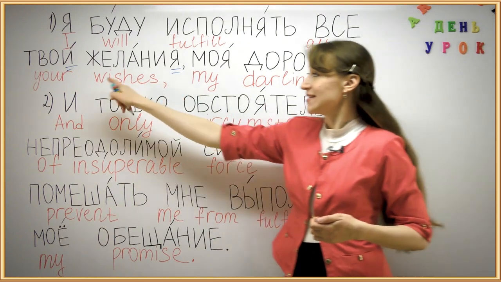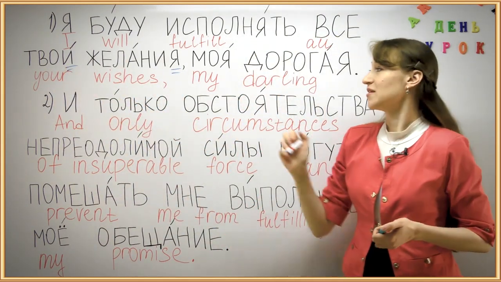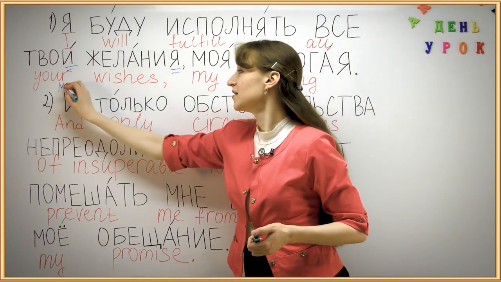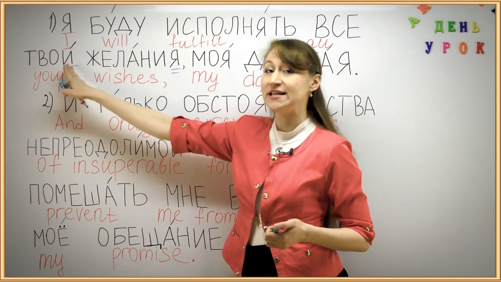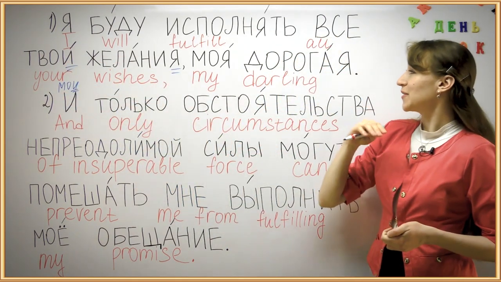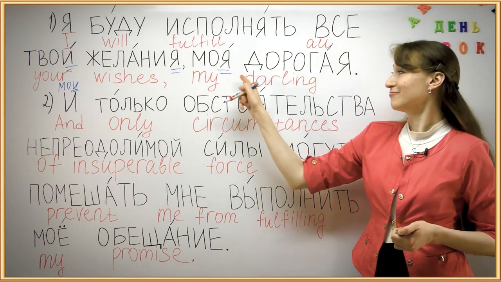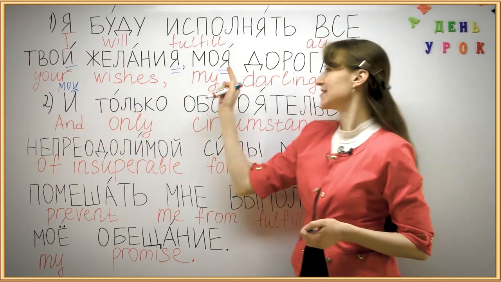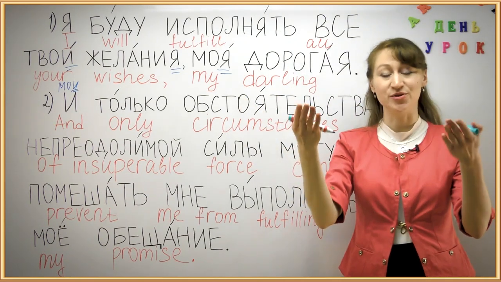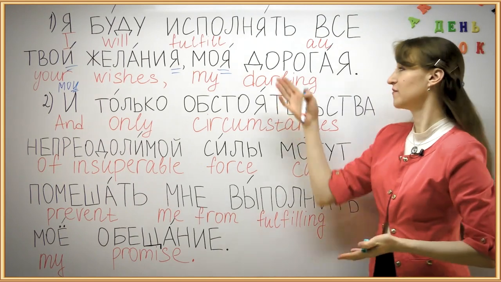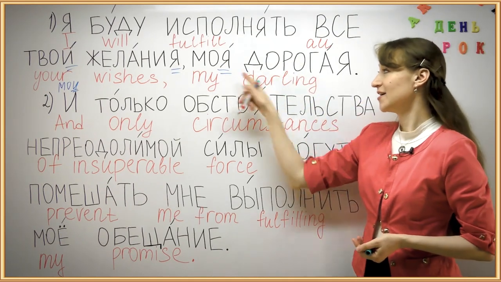Please notice that here твои is also plural. Remember, мои, right? My in plural. Мои, твои, your. Right? And, well, моя is different from мои since it's feminine. My darling, you are addressing your girlfriend or wife. Моя дорогая. My darling. Feminine form.